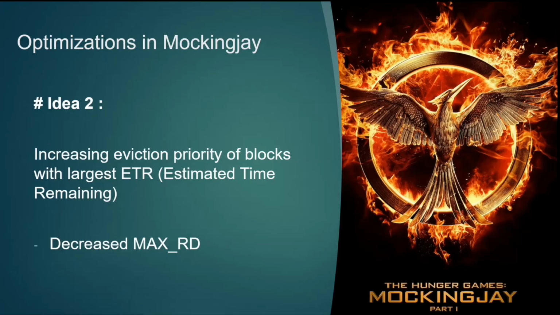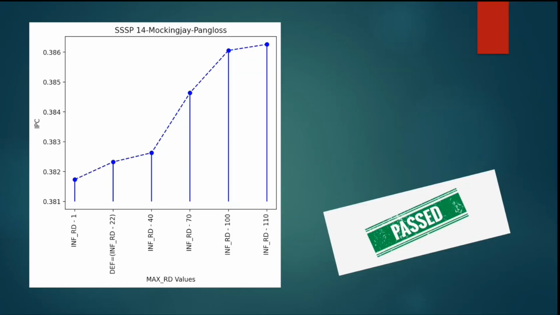Next, we tune the max RD parameter, which defines the highest allowed ETR prediction which is not treated as infinity. Reducing it makes Mockingjay policy evict lines with small reuse distance with less probability compared to those with higher reuse distance. This again favors the reuse of memory accesses for graph analytics traces, and thus we see a speedup on decreasing this parameter, as can be seen in this graph.